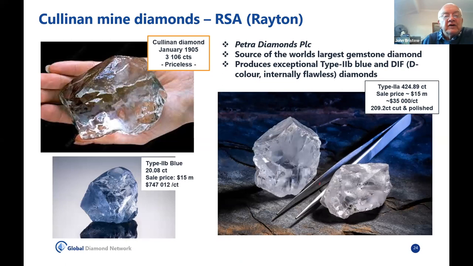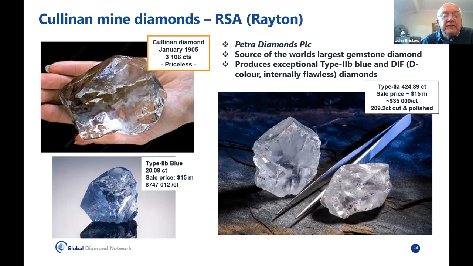And we have another one at Cullinan Mine. This is north of Johannesburg, near Pretoria. Cullinan is famous for its 3,106 carat Cullinan diamond, most of which sits in the crown jewels in the UK. But Cullinan Mine is famous for its top quality white stones. And again, you'll see the exceptional prices, for example, on the right-hand side of white stones. And it also produces some exceptional blue stones as well, very rare.